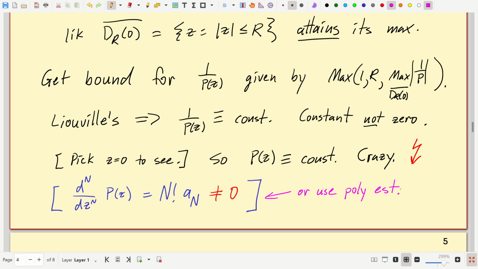Okay. Question? Could you explain why the constant can't be 0? Well, I know it's constant. Stick in z equals 0. 1 over P of z is not 0 because I assumed it didn't have a root. So that's just a number. That tells you what the constant is. It's kind of like your ODE class where you pick a point to figure out what your constant is. Oh, yeah, you're right.